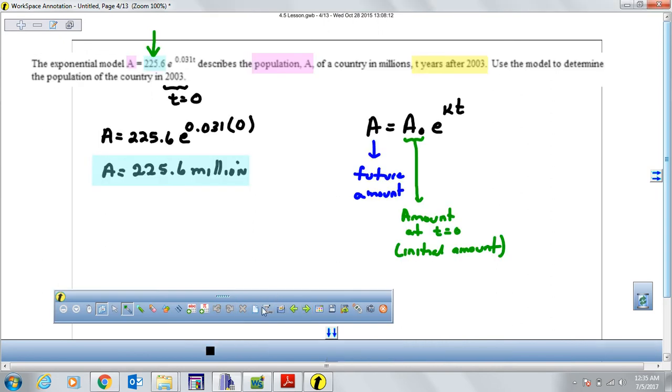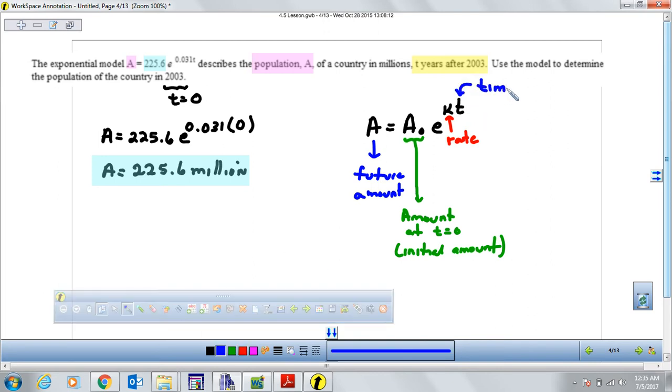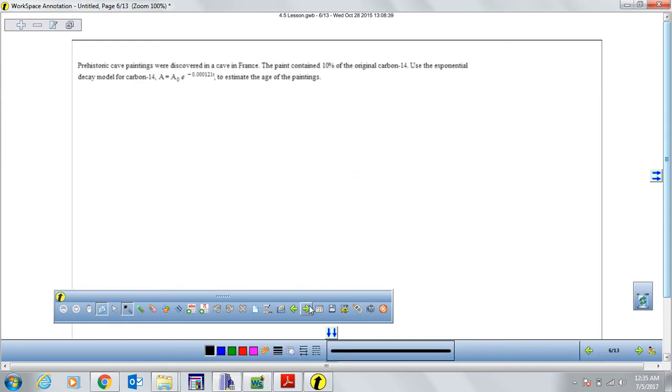Then you see that the k represents the rate and the t represents the time. So we kind of went over this model a little bit in section 4.4. This is just a continuation. Okay, so now we're going to get into the next problem. Let's talk about this one.